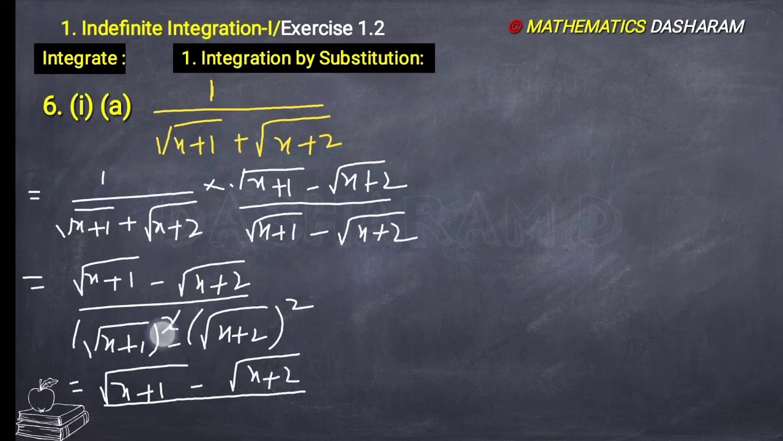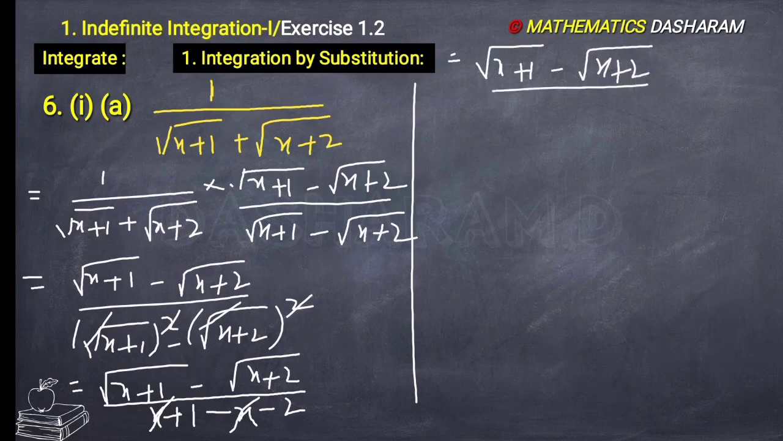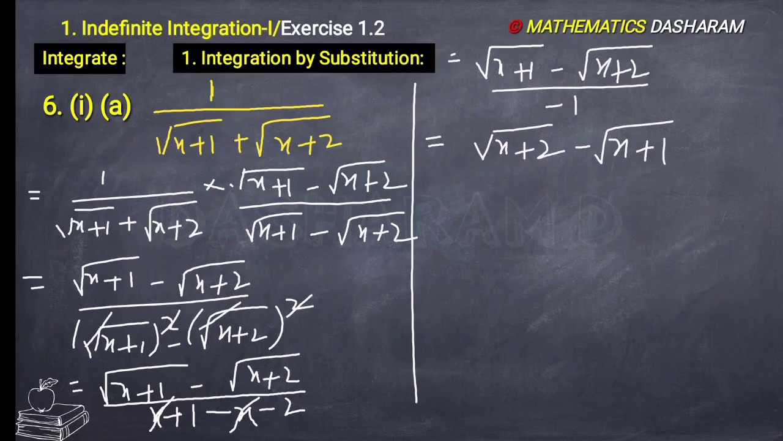Now it is equal to root x plus 1 minus root x plus 2 divided by, the square roots cancel, then x plus 1 minus x minus 2, because if you remove the bracket, the sign will change. So x minus x cancels, then it is equal to root x plus 1 minus root x plus 2 divided by 1 minus 2, which is minus 1. Now the minus 1 can be written in the numerator place. Then root x plus 2, because this negative term becomes positive as the denominator is minus 1, minus under root x plus 1.